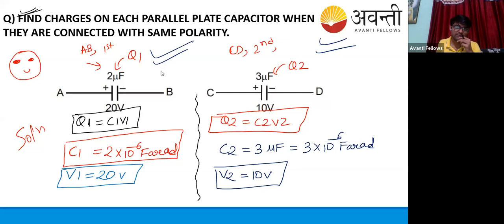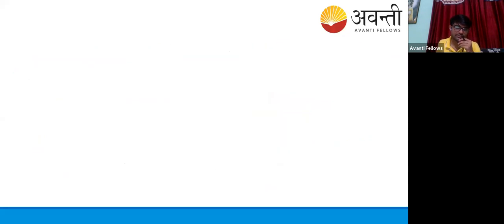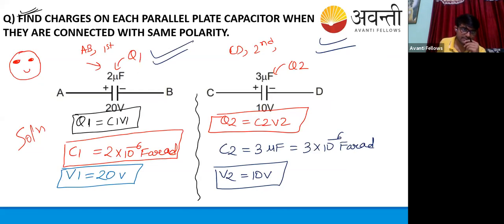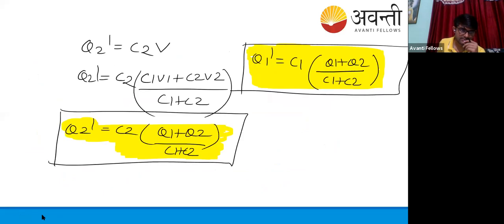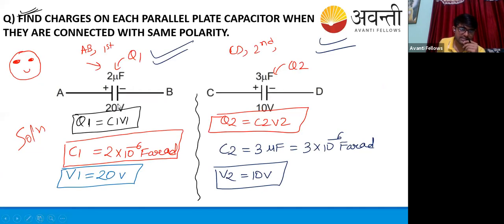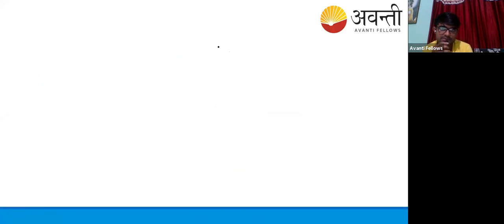Now, if I'm connecting both these capacitors, what's going to happen? Let me erase this, it is not required here. So this was the case: 2 microfarad, 20 volts, and this. Now if I'm connecting both these capacitors, this is what's going to happen. I need to do it fast. I'm drawing it, just hold on.